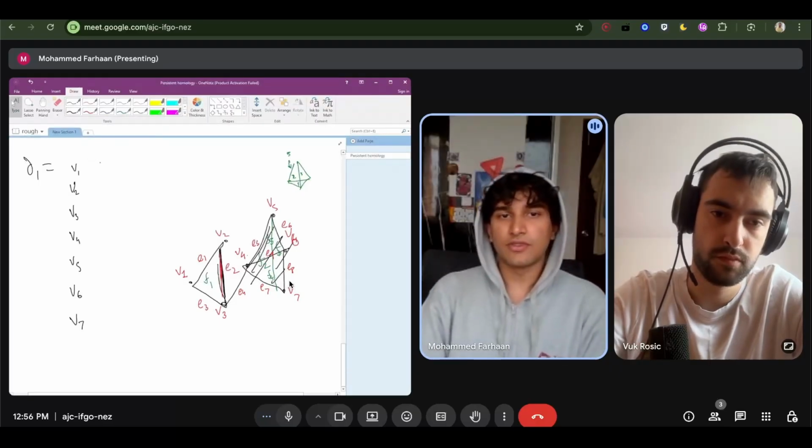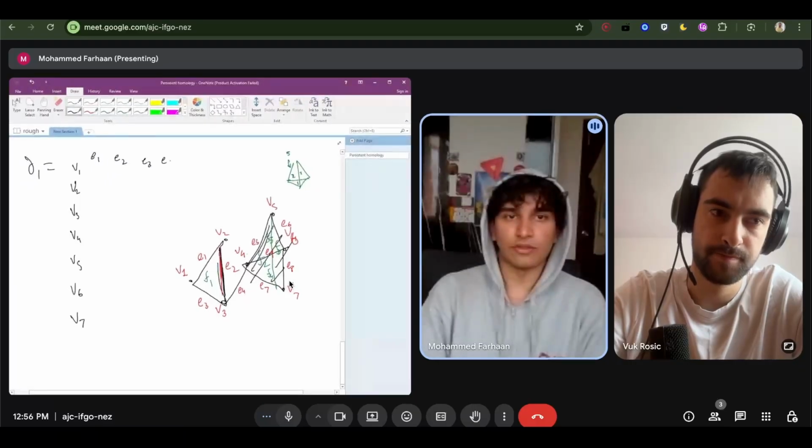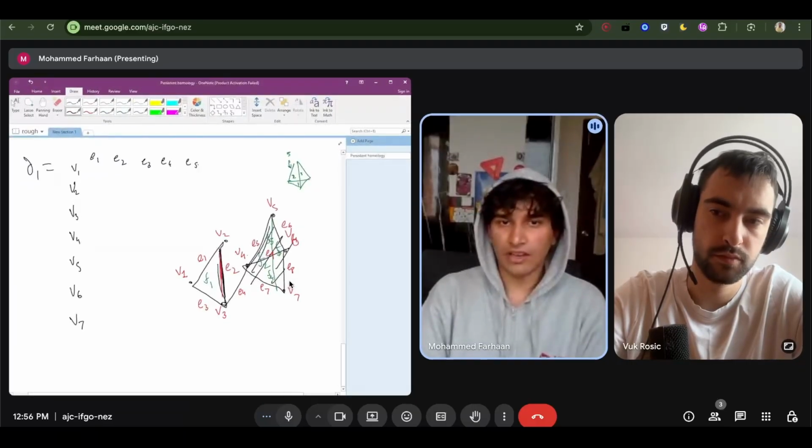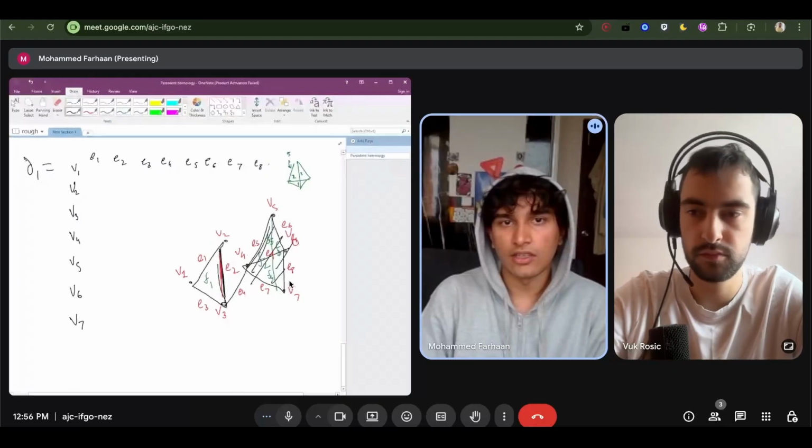And along our columns, we're going to list the edges. So E1, E2, E3, E4, E5. We have 9 edges, I think. E6, E7, E8, and E9.